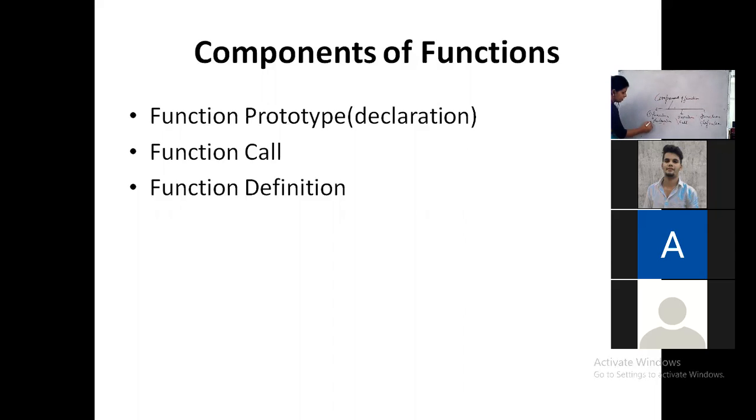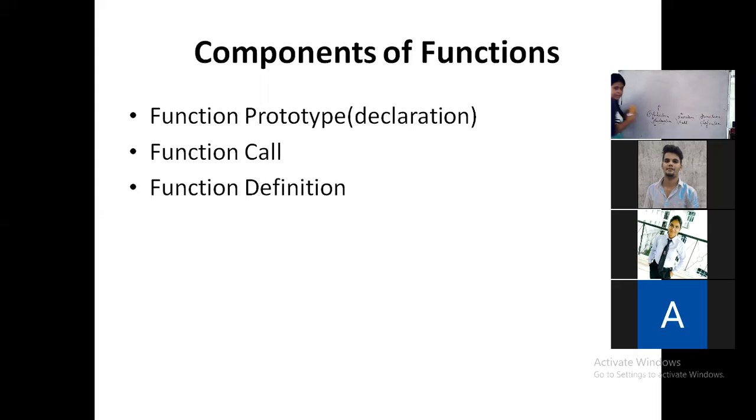One is the function declaration. What is the syntax of function declaration? Anyone? What is the syntax? How can I write a function? How can we declare a function in a program? Return type. Return type, and then function name, and then arguments in a bracket.